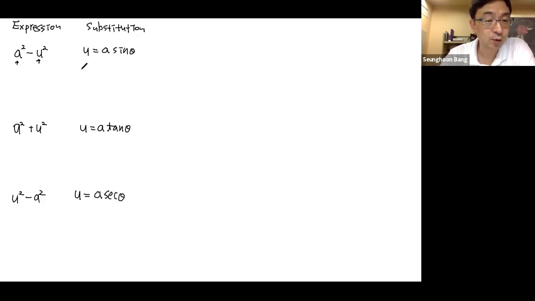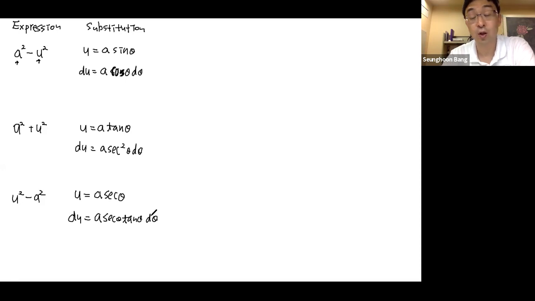How can you find the du? The du is a times sine theta prime, and sine theta prime is cosine theta, so cosine theta d theta. Similarly, du is a times tangent prime, which is secant square of theta, d theta. And du equals a times secant prime, and secant prime is secant theta tan theta d theta. You can use this kind of substitution.